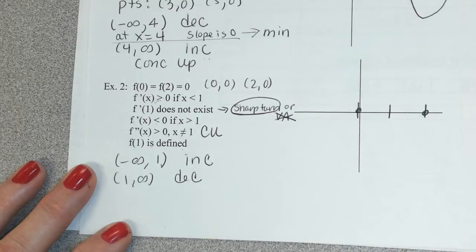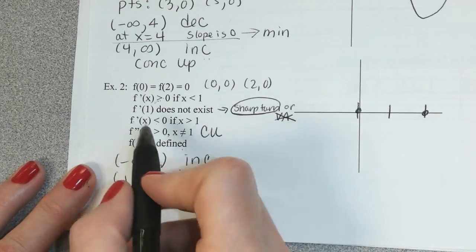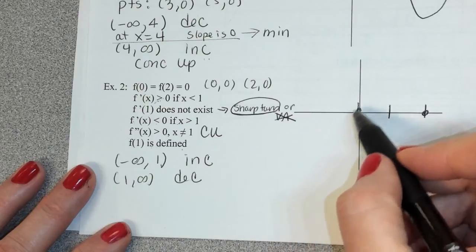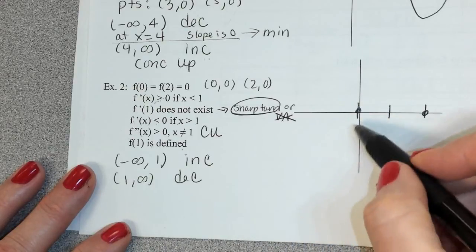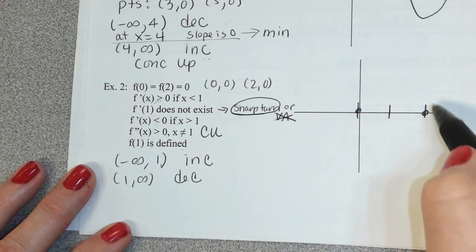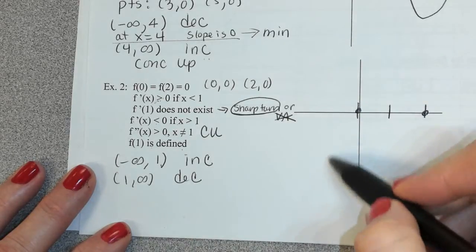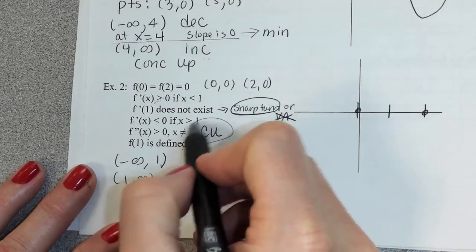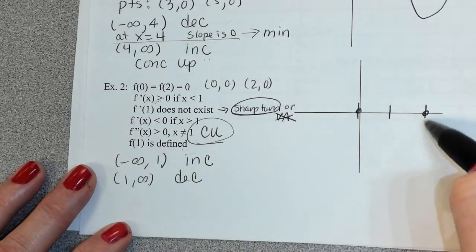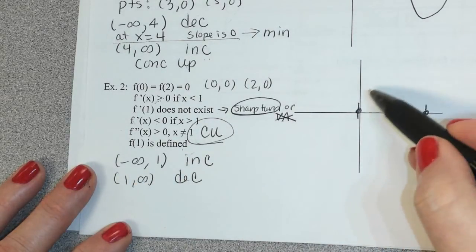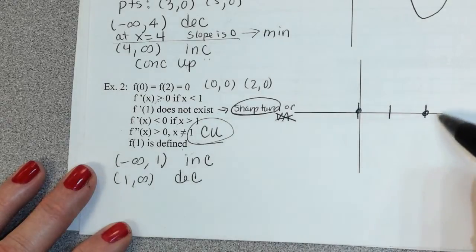All right, so now we got to put all this together. So our function has to go increase to decrease. Is it just an upside down parabola? Would that work? Our concavity has to be concave up. Does that work for an upside down parabola? No. So it can't be an upside down parabola.